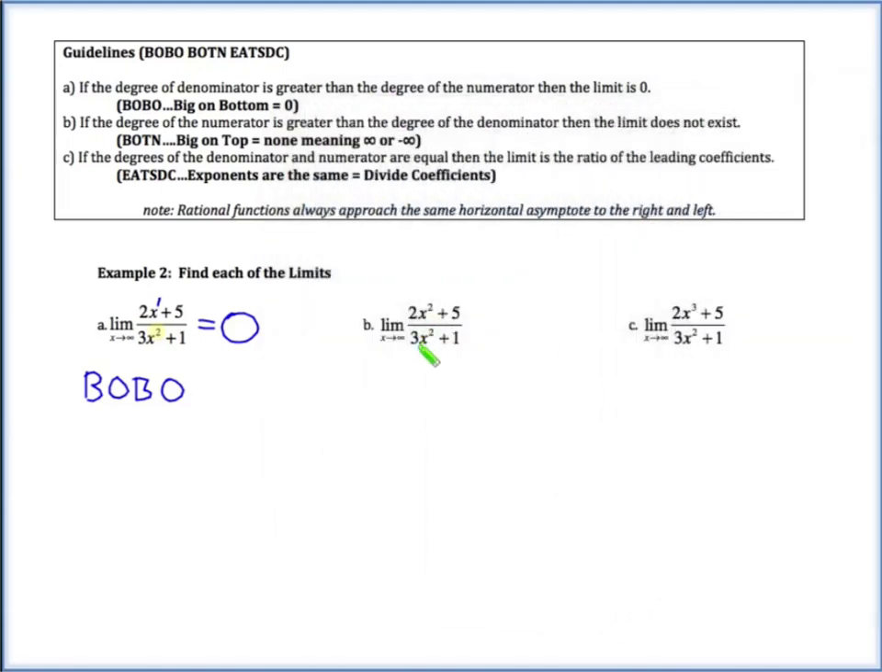For the next one, here we have 2x squared plus 5 over 3x squared plus 1. So again, we have a rational function, and if we look here, the exponents are the same. So that's eats dc. Exponents are the same, and dc is what we need to do. So divide our coefficients of 2 and 3. And so this limit is 2/3.